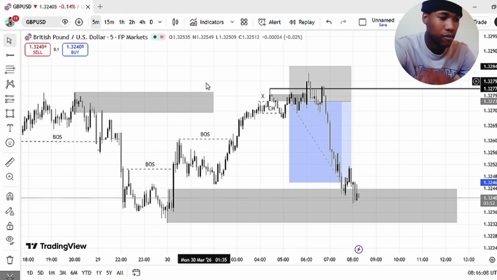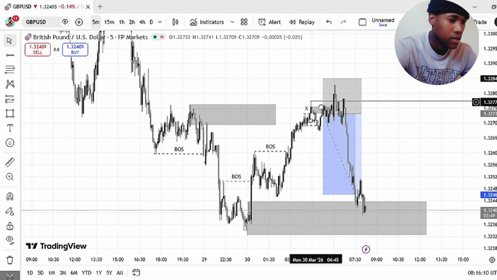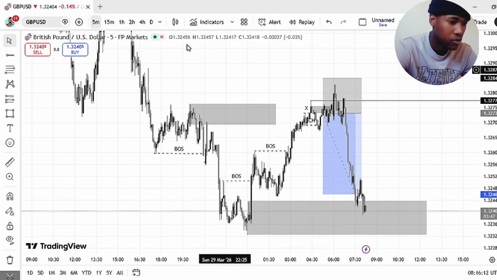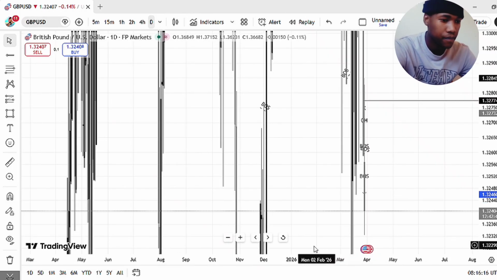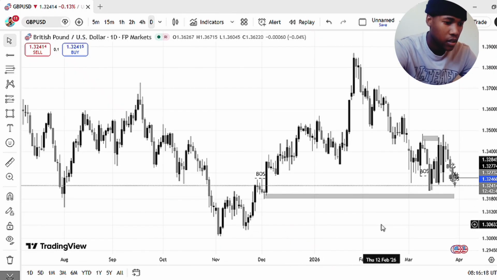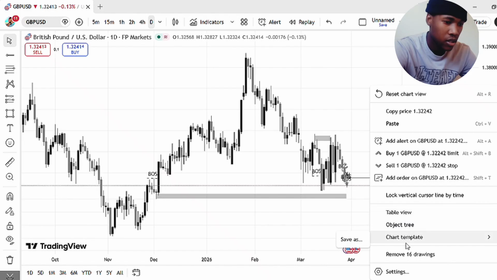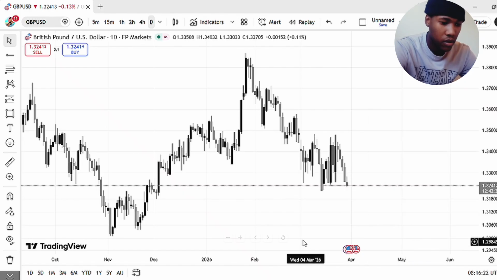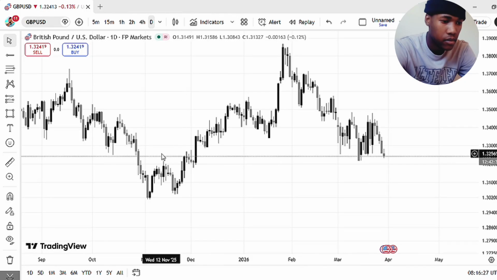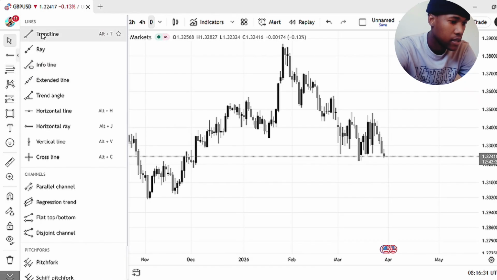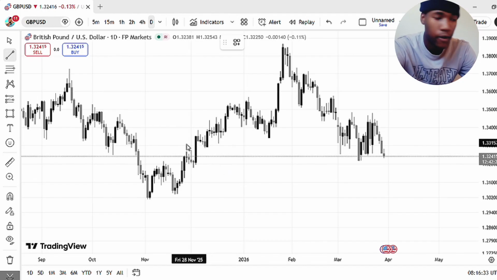So let's just start from the daily time frame, because I want you guys to understand how I took this trade, like everything. So let's just start from the daily time frame to read the market structure well. So let's just remove all these drawings. It's so important to read the market structure from the daily time frame.